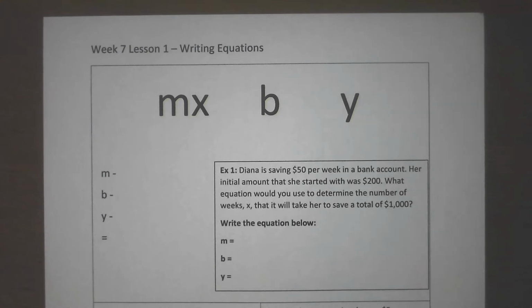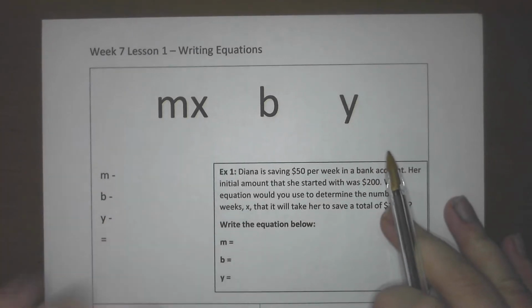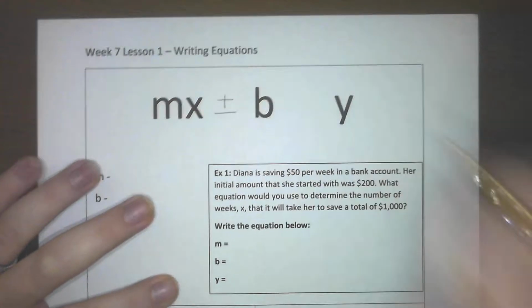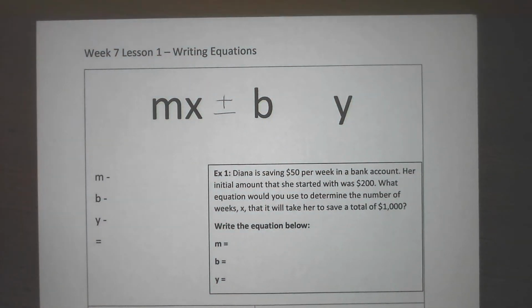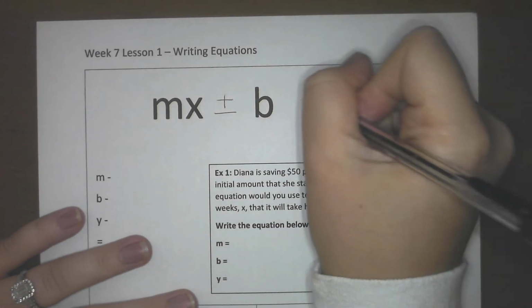So the 3 important things that you really need to know for writing equations are: what do m, b, and y actually mean, or what do they stand for? And this kind of looks confusing because I left some blanks that we're going to talk about. There's a couple different ways that you could see the formula or the model for writing equations. The one that I like, that makes the most sense sometimes, especially if you're going to start solving, is to write mx, and then in the middle I'm going to put plus and minus, because sometimes it's a plus and sometimes it's a minus. You might be adding or subtracting. So I put plus minus b and then equals y.